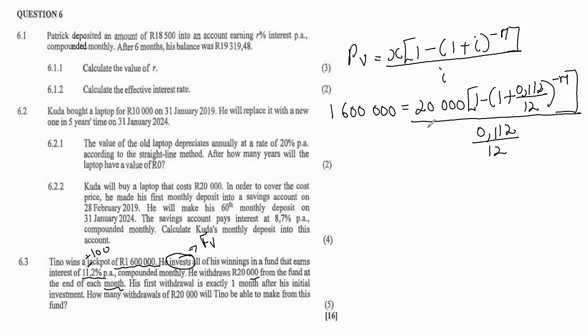So, okay, the first thing that you want to do here, note that I always say, keep your maths clean and neat. So the first thing that you want to do is divide by the number that will be here, both sides. So what number do we have here? 20,000. So you want to divide by 20,000 both sides. So if you divide the 1,600,000 by 20,000, you end up with only 80. So now we have 80, and then here we'll only be left with 1 minus. Remember, we've divided by the 20,000, so we only have 1 here. Then 1 plus 0.112 over 12 to the exponent of negative n.